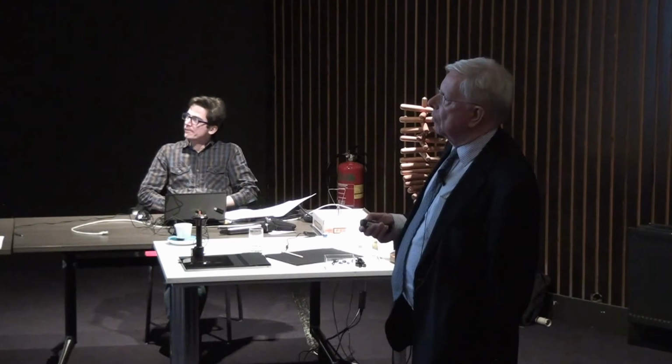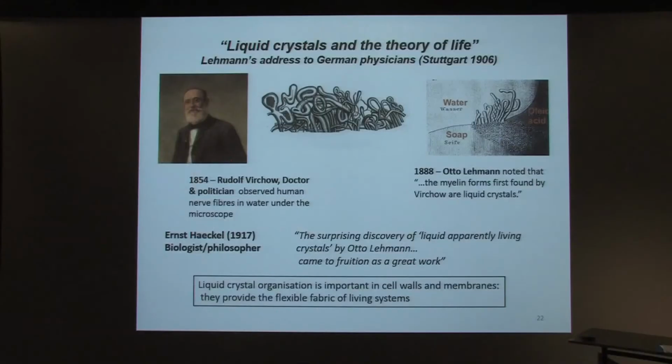In the mid-19th century, Rudolf Virchow had been studying, using a conventional microscope, various biological samples. And here is an image that he drew, or his technician drew, of human nerve fibers underwater. And so this was available in the literature. Lehmann was studying various mixtures of things in the context of liquid crystals to see what he could do. And by mixing a soap, which would be a salt of oleic acid, and water, or rather looking at the contact region between water and oleic acid and soap, he found these fibers growing, and he made this connection.